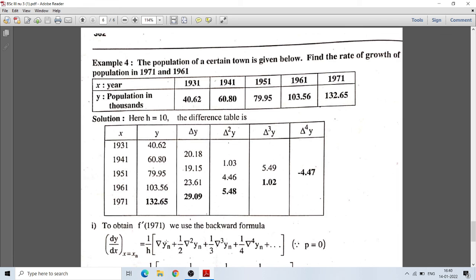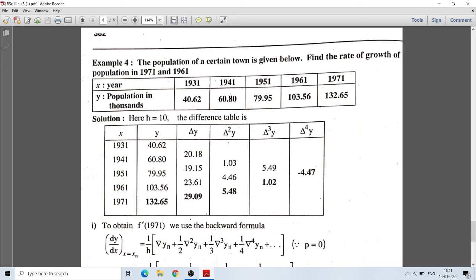Next, moving on to one example. The population of a certain town is given below. Find the rate of growth of the population in 1971 and 1961. The years are 1931, 1941, 1951, 1961, 1971. Population in thousands: 40.62, 60.80, 79.95, 103.56, 132.65. Here h is 10, since 1941 minus 1931 is 10.